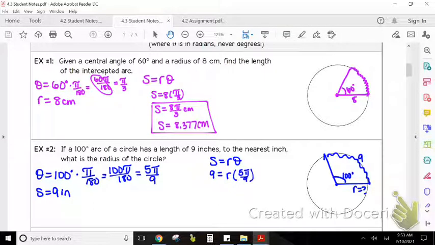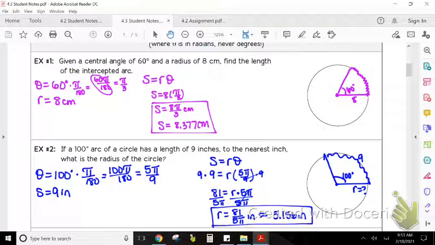And then we can solve this. I'm just going to multiply by 9 to get rid of that fraction. And so 81 is equal to r times 5 pi. Divided by the 5 pi, we found that our radius is equal to 81 over 5 pi, and it was in inches. Or we could put 81 divided by 5 pi in our calculator, and it should give us approximately 5.156 inches. So either one of those would be correct.